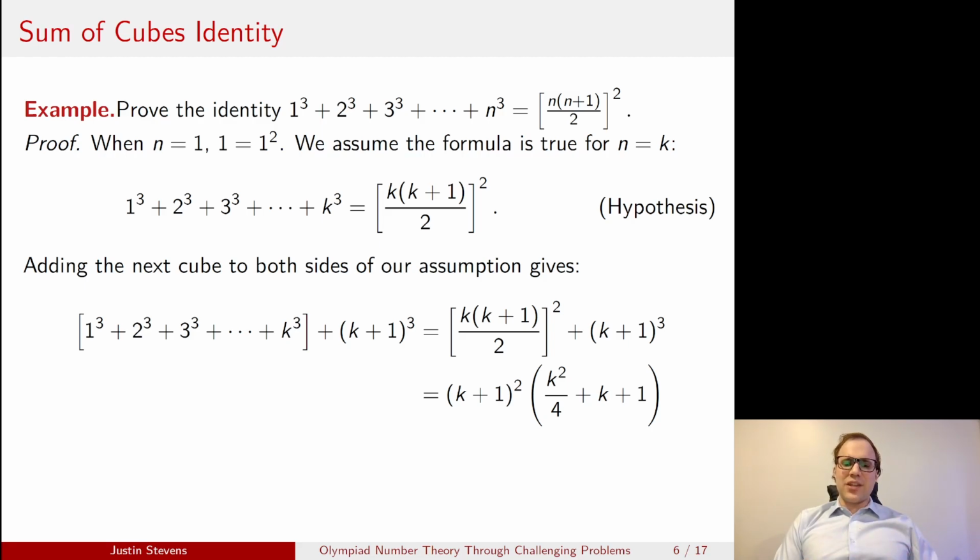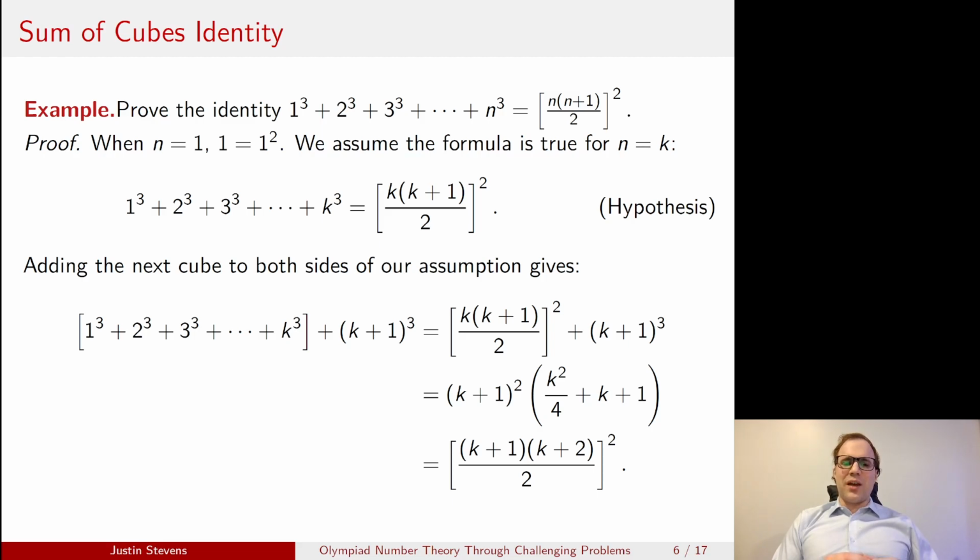Now you might see where this is going, because if we write the right-hand side under a common denominator, we get k squared plus 4k plus 4, which is the same thing as k plus 2 squared. So we get the whole thing is k plus 1 times k plus 2 divided by 2, squared. And we've now shown that we've gone from n equals k to n equals k plus 1, so we've shown that this result is true in general. And notice that induction is not the only way to prove a result.